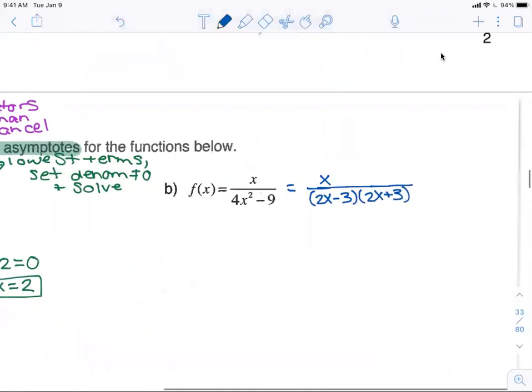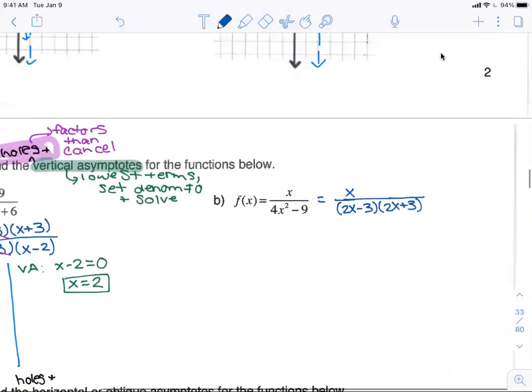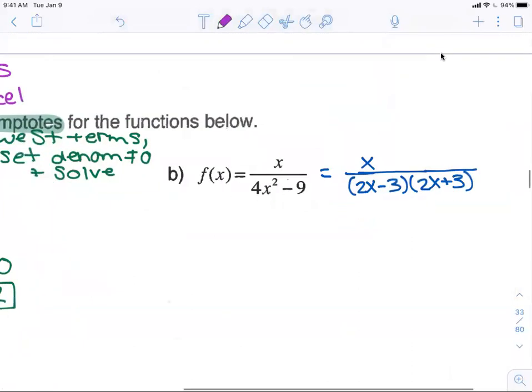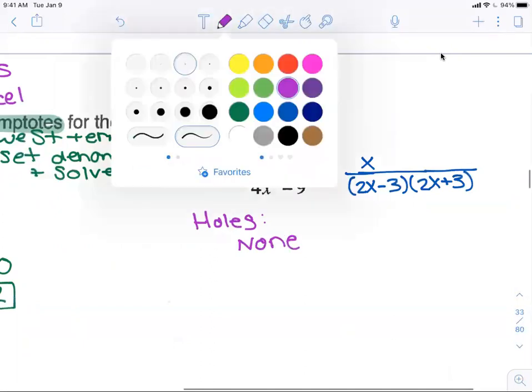Nothing cancels. So the first thing you can go ahead and answer is the holes. Nothing cancels here. Okay. So under holes, I would write none. Perfect. Done with that part there.